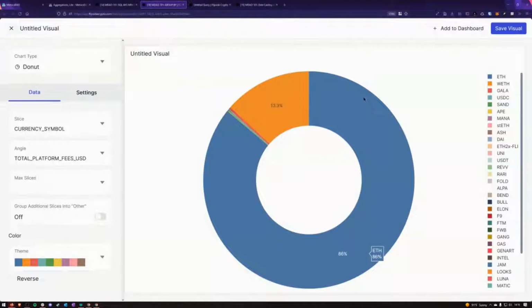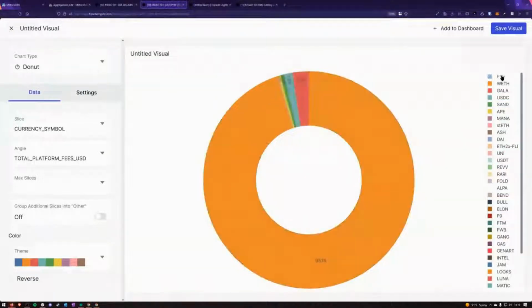86% of fees were paid in ETH, 13.3 in wrapped ETH, which leaves, what's that, 93.3, 99.3. So a very small amount in anything else. So let's maybe hide ETH. Still a massive amount of the remaining is wrapped ETH. So let's hone in on everything else that's going on in here.